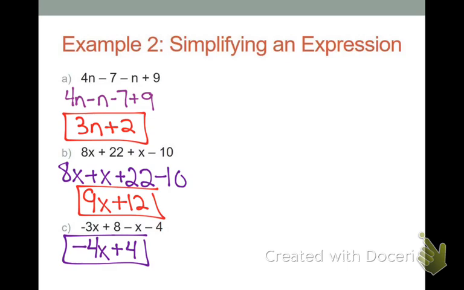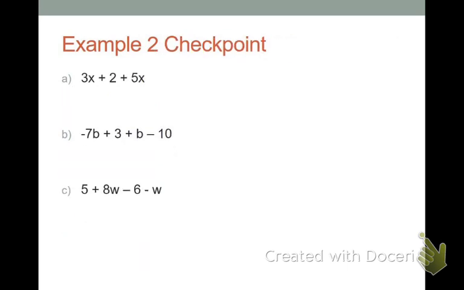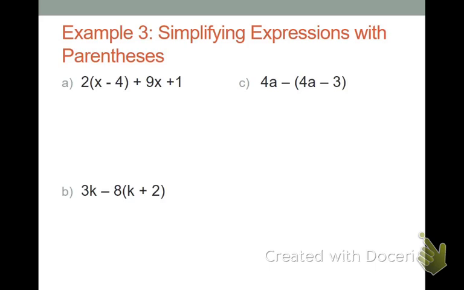Now on example 3, I have distributive property. So I've got these parentheses. It's no big deal. Okay, I just need to get rid of them first. And I do that by multiplying the number on the outside by every term inside the parentheses. So 2 times x would be 2x. Okay, go ahead and write down the original expression and we'll work through the distributive property.